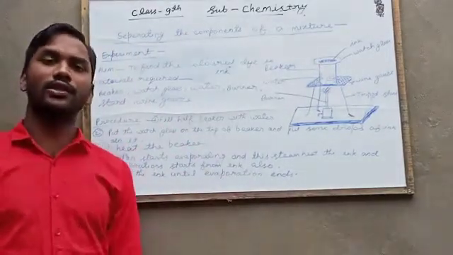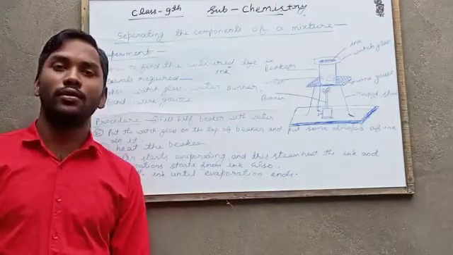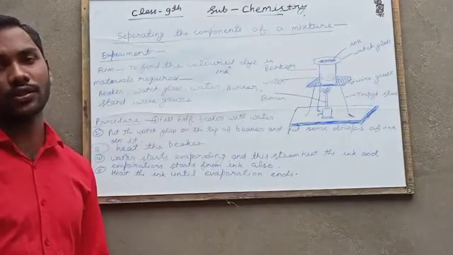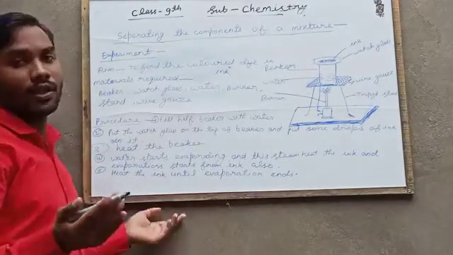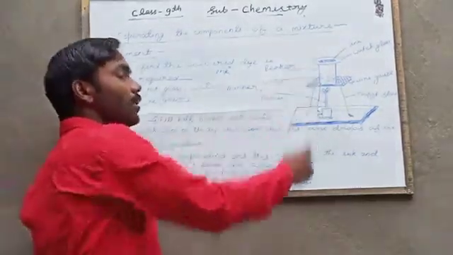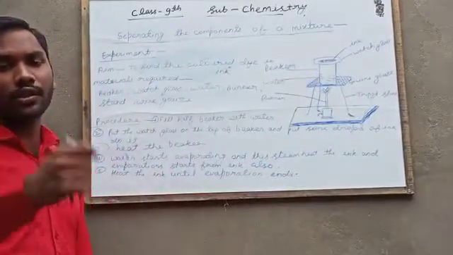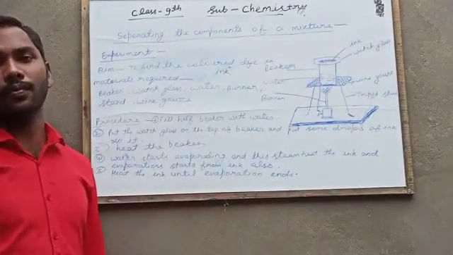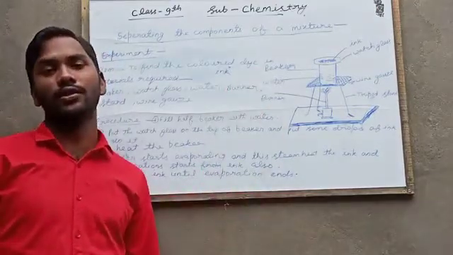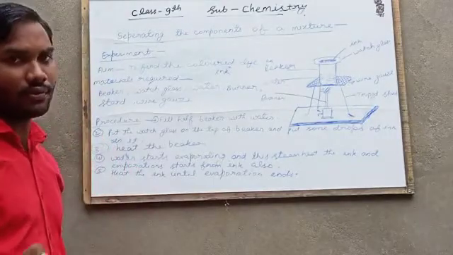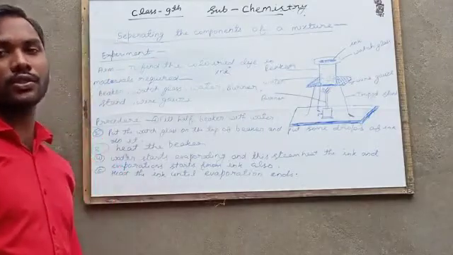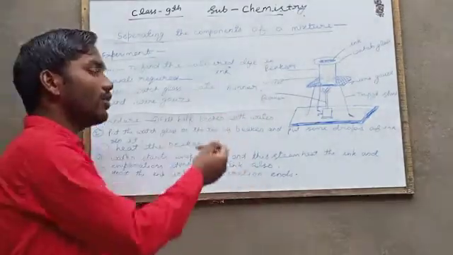So with this we conclude that a mixture of volatile and non-volatile materials can be separated by using the evaporation method. Here ink is a mixture of water, which is volatile, and color dye, which is non-volatile. So when we heat or evaporate it, the volatile material water evaporates from the mixture and the color dye remains there.